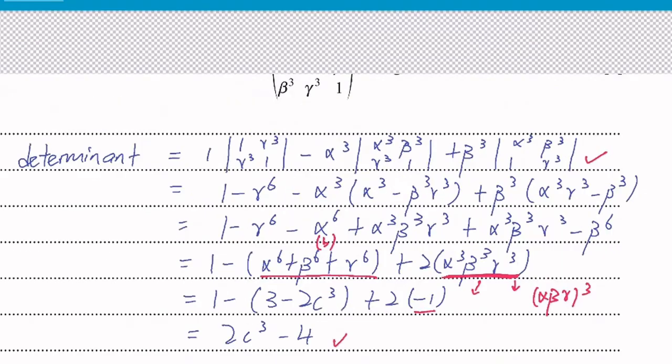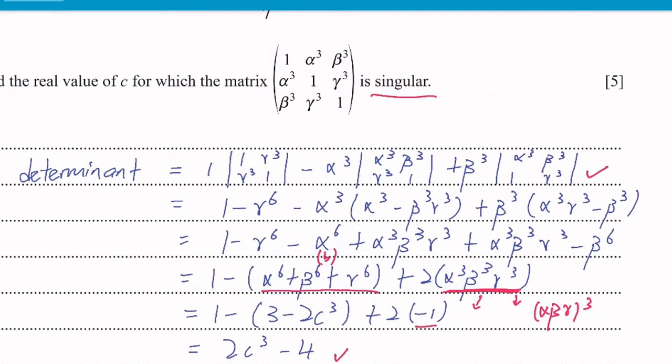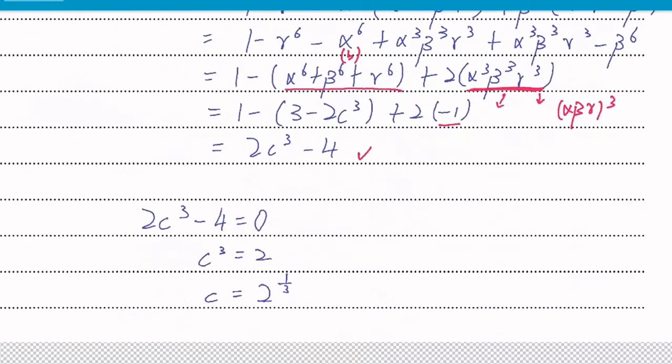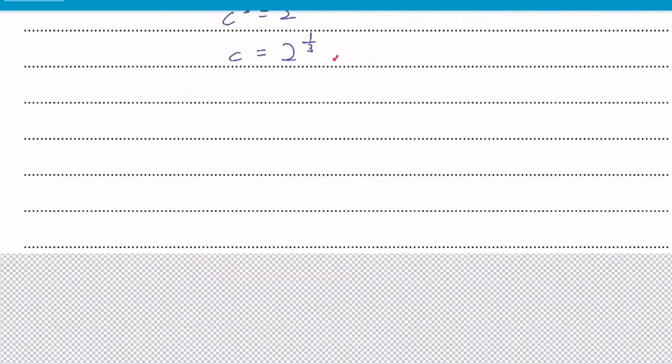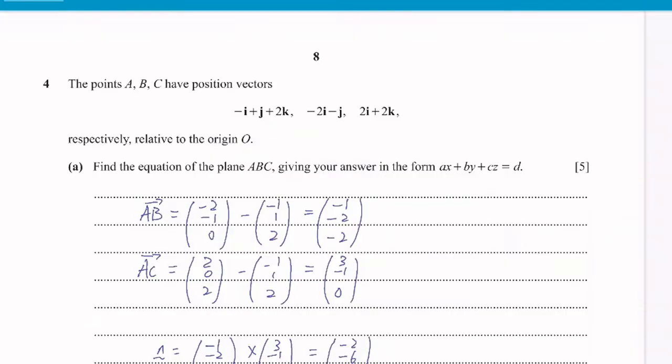Okay, determinant. So the question asks for singular. Singular means there's no inverse, which means the determinant is 0. From there, we just need to find out the exact value for c here. So it's the cube root of 2. Okay, so that's the question.